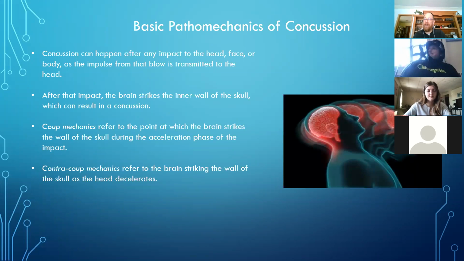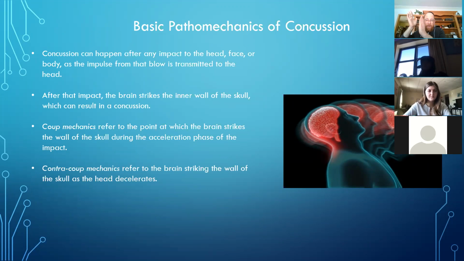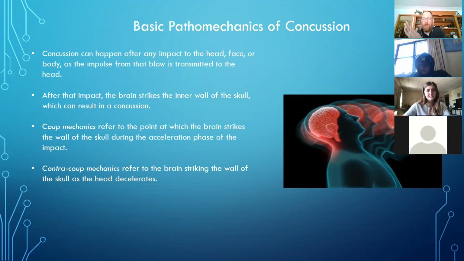Okay, but as we talked about, and as all of you know already to a certain extent, a concussion obviously takes place after any impact of the head, face, or body, and that blow gets transmitted from the body through the head and creates an impulsive force. Now, at the moment of head acceleration, if I get hit and my head accelerates forward, the second my head accelerates forward, I essentially have my first impact, which is my coup mechanic. So my first impact, the impact at the moment of acceleration, that's coup mechanics. And then after the impact, when my head decelerates rapidly, the brain strikes the opposite wall of the skull, and that is a contrecoup mechanic. So coup is impact during the acceleration phase, contrecoup is impact during the deceleration phase of the impact.